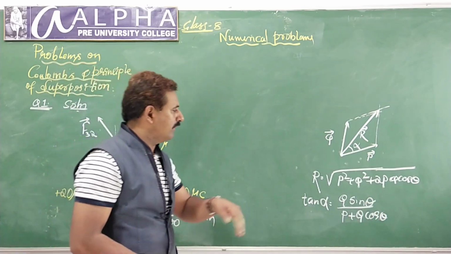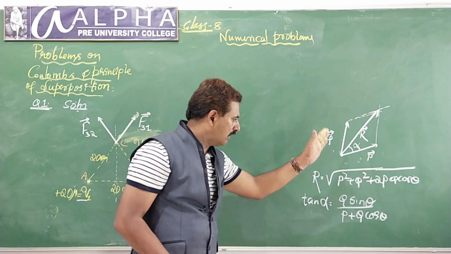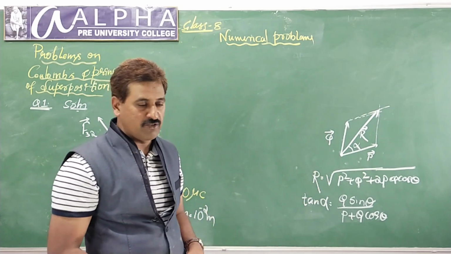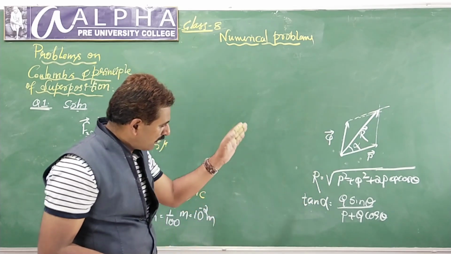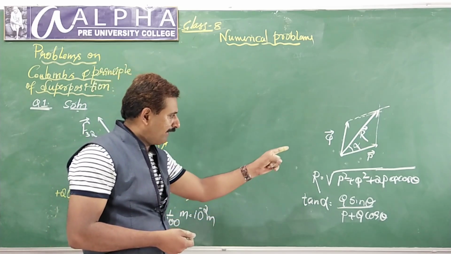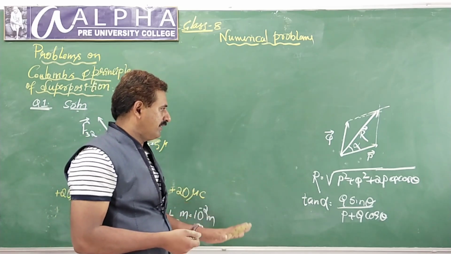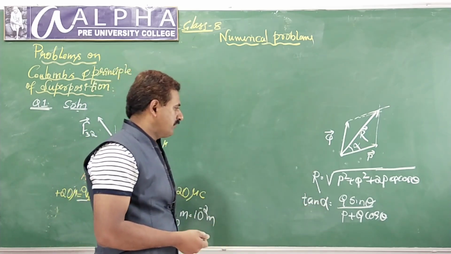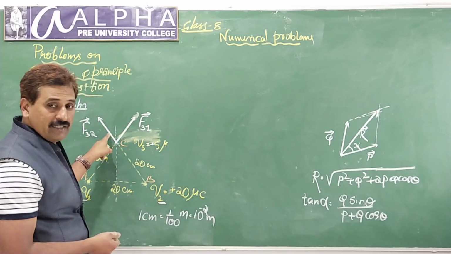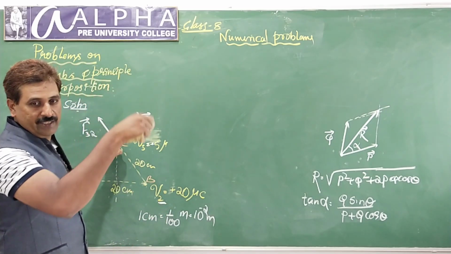Since you are all familiar with this, you have learned this for your board examination very well. You are all in touch with this. That's why I did not explain in the beginning. You are all familiar with this. Same two relations we will use to find a resultant value and direction.